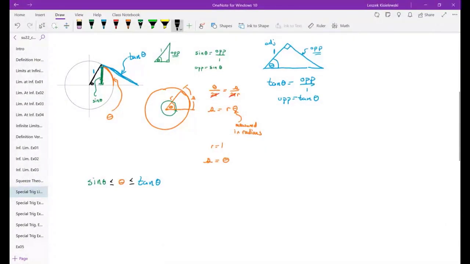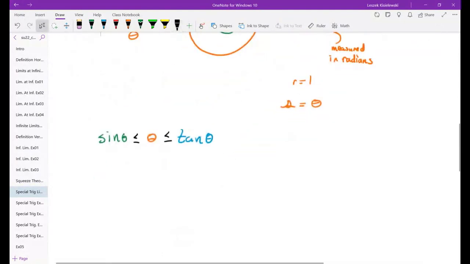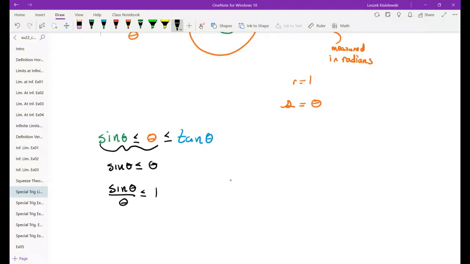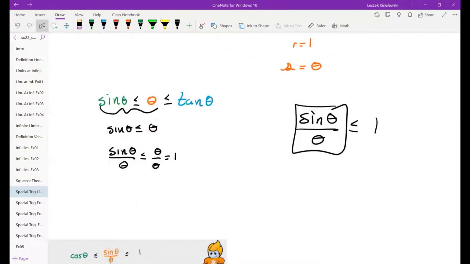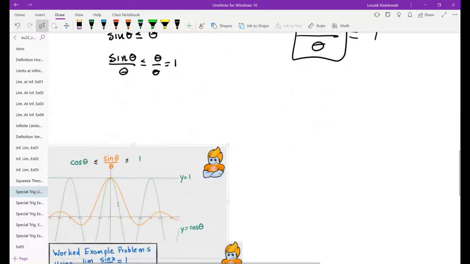Okay. So now let's notice that if I just take sine of theta is less than or equal to theta, so I'm just working with this inequality, and then divide both sides by theta. Theta is not 0. Theta is going to be approaching 0. Divide both sides by theta, and we get that sine of theta over theta is less than or equal to 1. Right. So put that in our back pocket. So we're starting to squeeze our function between two others.